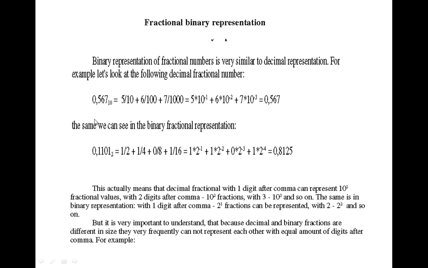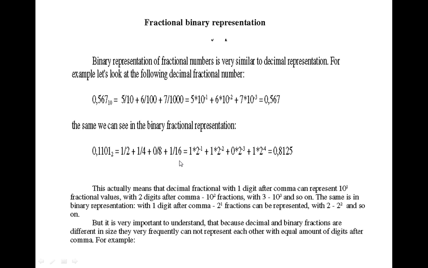The same we can see in the binary fractional representation. This is the same example. This is 1 by 2, 1 by 4, 0 by 8, 1 by 16. This is the decimal number and this is the binary representation. Because decimal uses 10, we use 10, 100, 1000. Because binary uses 2, I can use 2, 4, 8, 16, 32, 64 and so on, in terms of powers of 2. This is how we can represent the number.